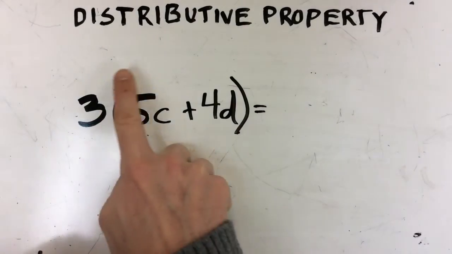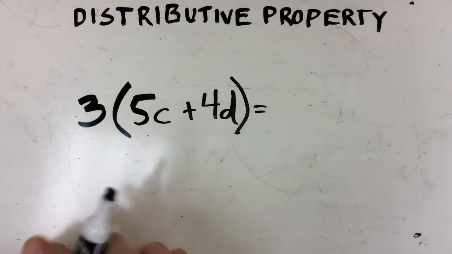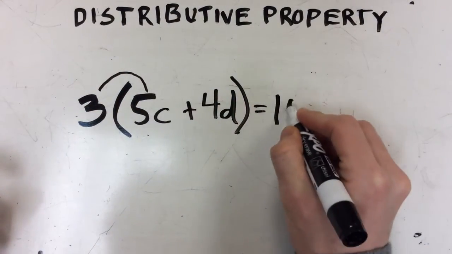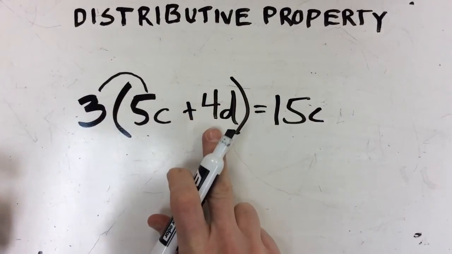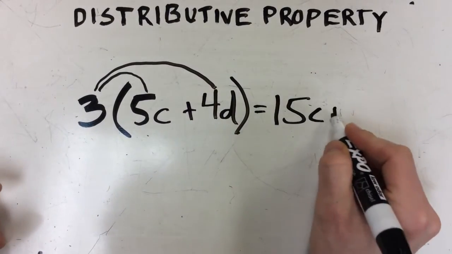So I take 3 and I multiply it by 5c. I don't have 5c anymore. When I multiply the 3 times the 5c, I get 15c. And when I multiply the 3 by the 4d, I don't have 4d anymore. I have 12d.